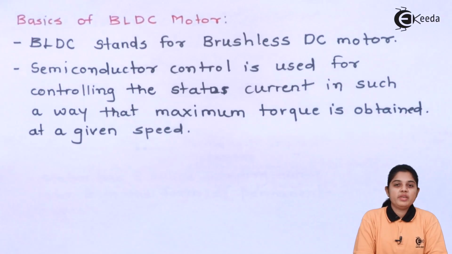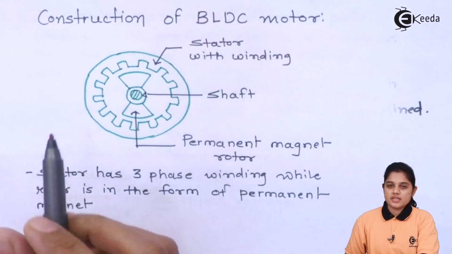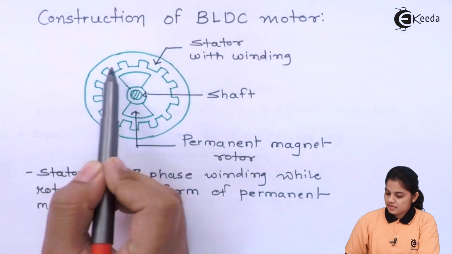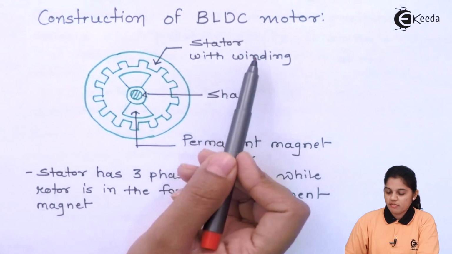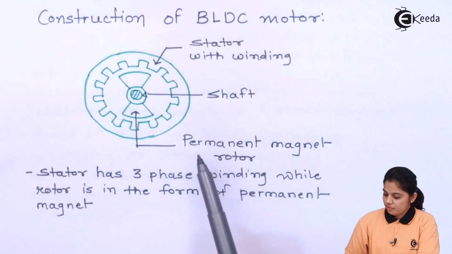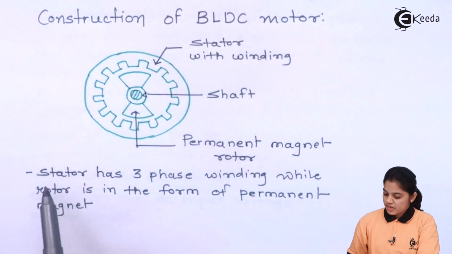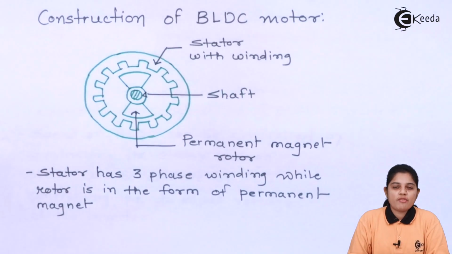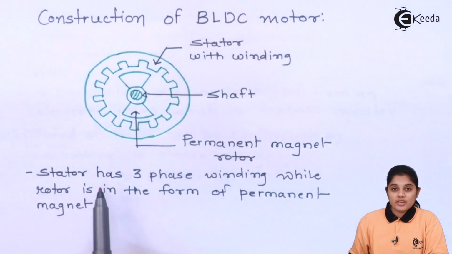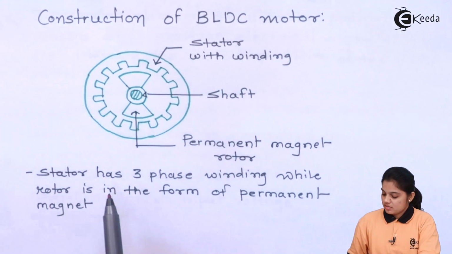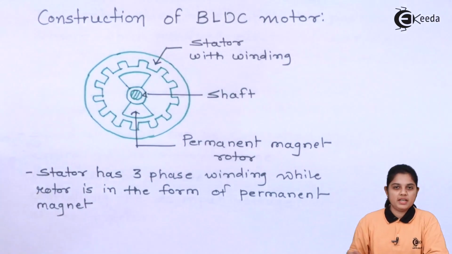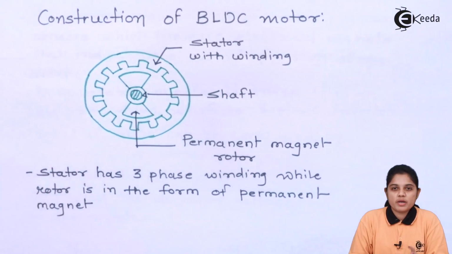Now let's see how the BLDC motor looks. This is the construction of a BLDC motor, where we have a stator with the winding, and we have a shaft and a permanent magnet rotor. Basically the stator has a three-phase winding. Here, instead of one phase, we are using a three-phase winding, but the stator will be stationary, as we have discussed earlier. Then the rotor is in the form of a permanent magnet. Here the rotor is nothing but a permanent magnet.